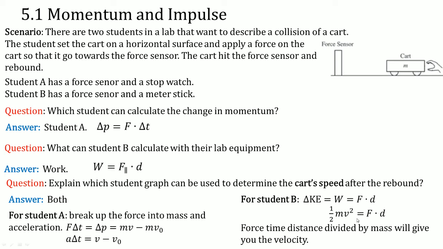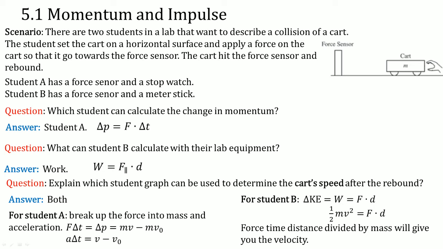All you need to do here is divide by mass, multiply by 2, and take the square root to get v. But that is how you can get it. Force times distance divided by mass will give you the velocity. So both methods can give you the cart's final speed.